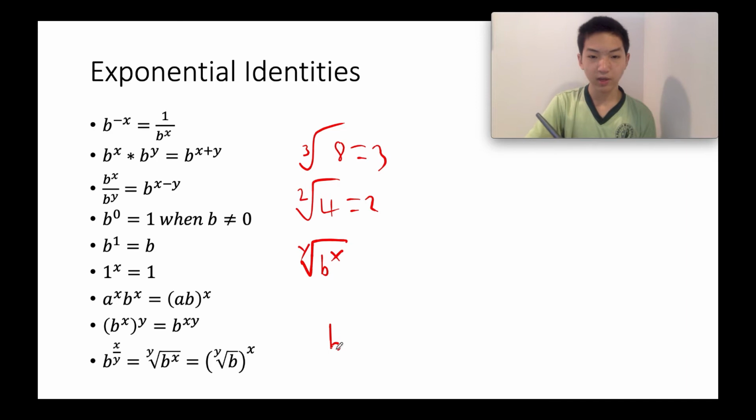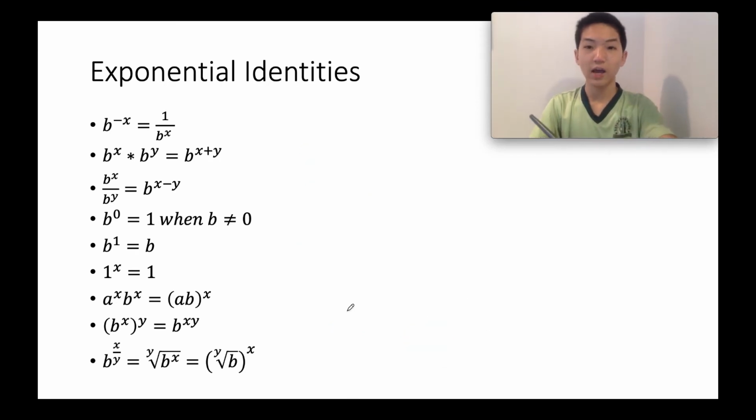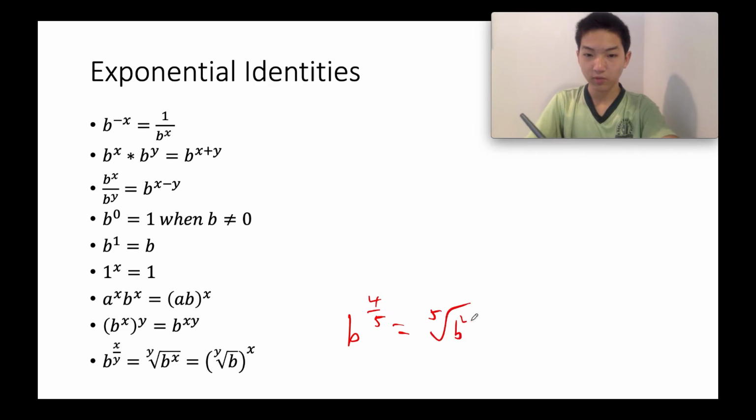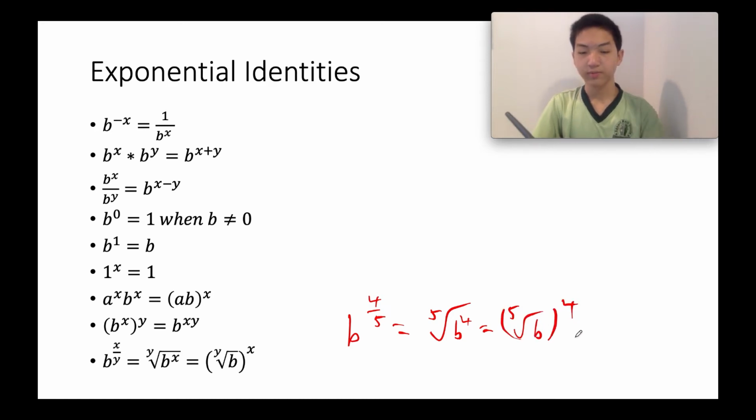So for example, if we had b to the 1/2, that'd just be equal to the square root of b. And remember that there's an implicit 2 there, but we don't write it since the square root is very common. And then if you had b to the 4/5, you could write that as the 5th root of b to the 4th, or you could also write that as the 5th root of b, taken to the 4th power. And that's just one of those properties of radicals.